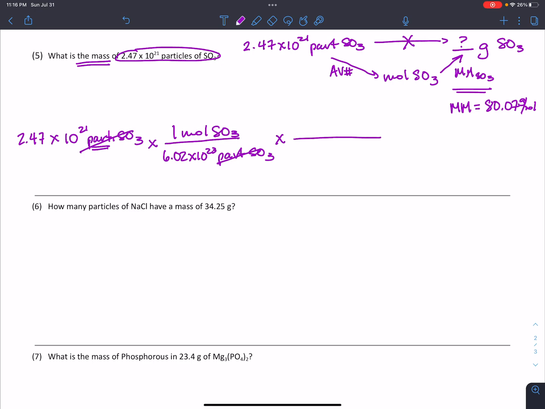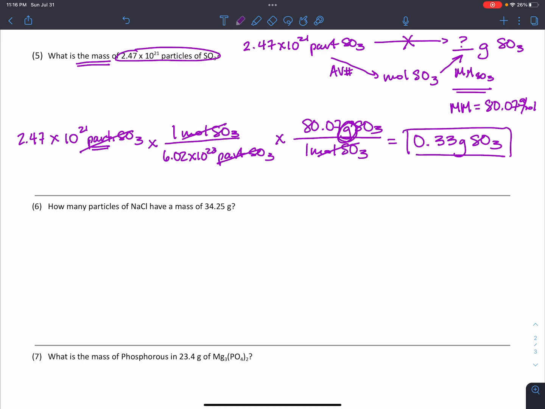We're going to go from moles of SO3 to grams of SO3. So this time the mole needs to go on the bottom of our conversion factor so that it will cancel, and that molar mass that we calculated a few minutes ago is going to go up top. So 1 mole of SO3 is equal to 80.07 grams. Those moles are going to cancel and we're going to be left with the units of grams, which is what the problem asked for. So we've got everything set up. Now we're going to do the multiplication. So 2.47 times 10 to the 21st times 80.07, and then we're going to divide that by Avogadro's number, 6.02 times 10 to the 23rd. And we're going to find that the mass of this amount of particles is 0.33 grams.